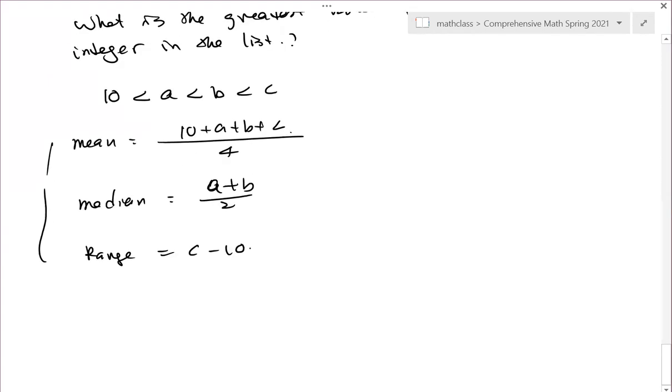Now I wanted to try to find C if possible. What is the greatest possible value for C? C already denotes the greatest value of the integer in the list. Yeah, the last couple of problems are more complicated.